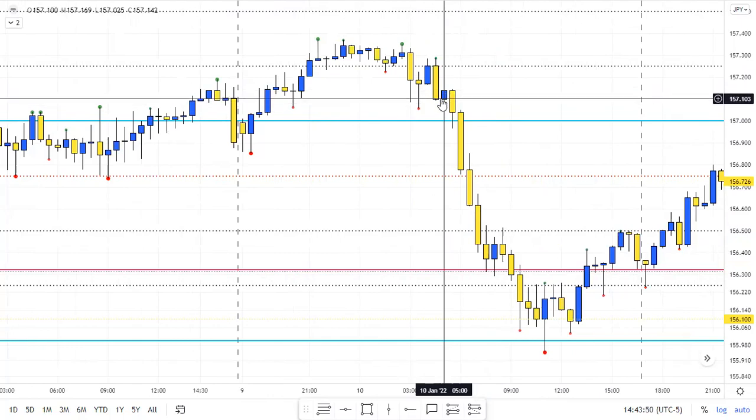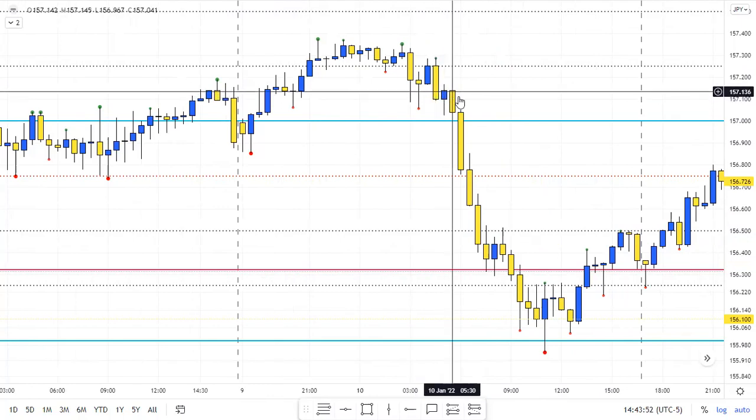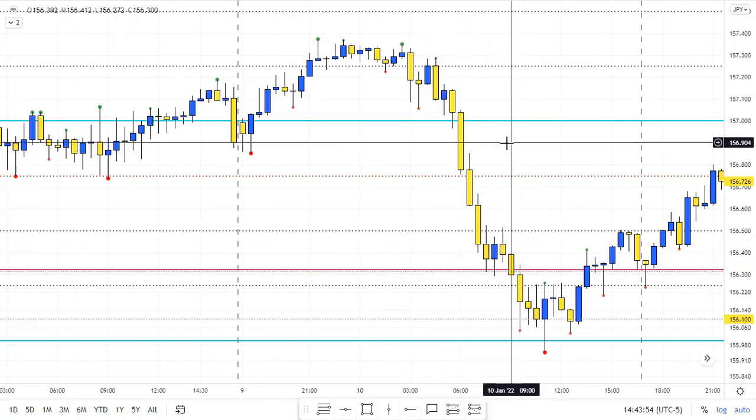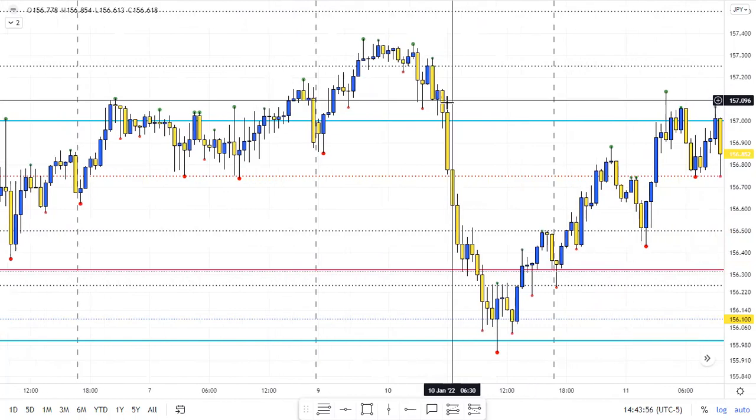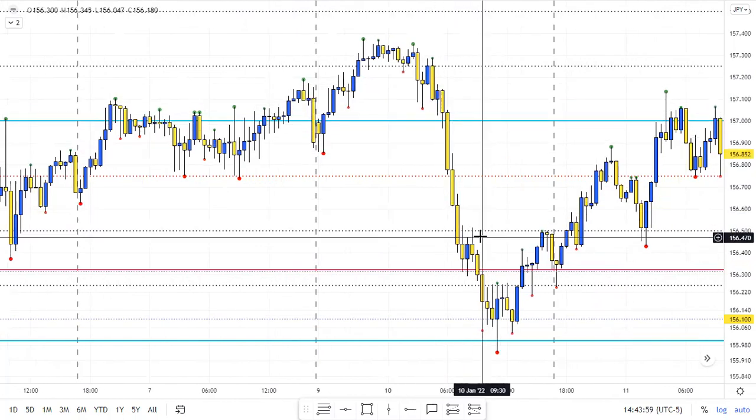If you trade London session, you know what I mean? This is your entry right here. And you know, that was the move. Okay. And like we said, it came all the way down to that 50%.